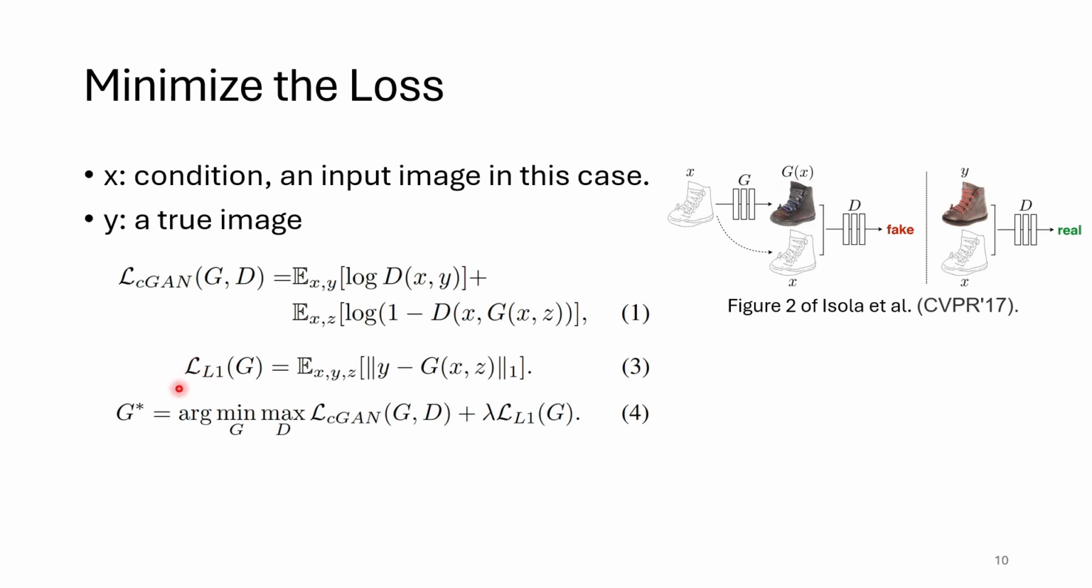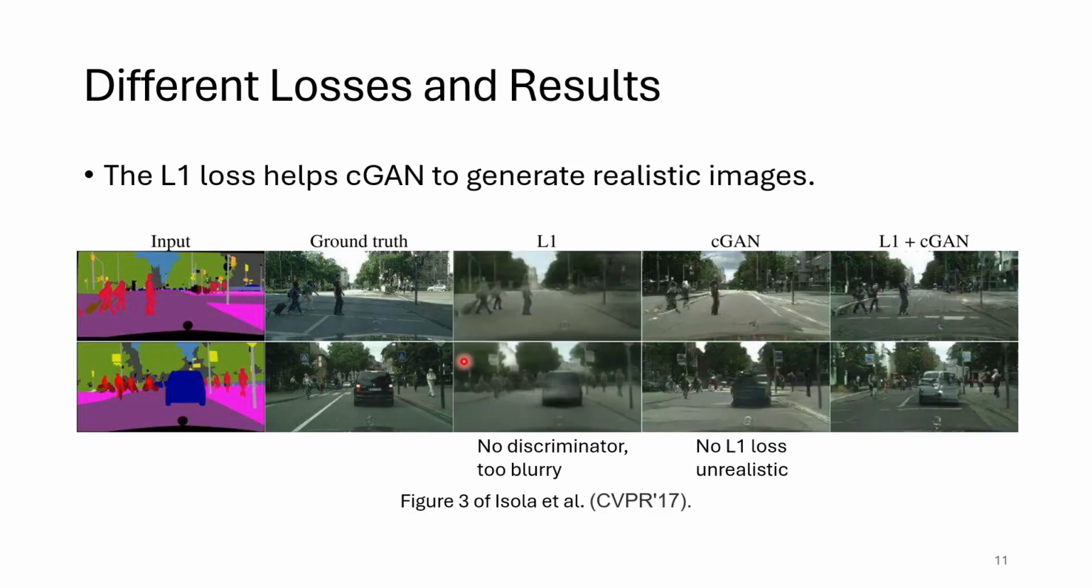Here, the novelty point is they add another loss, the L1 loss. It means the generated image should be similar to its training pair Y. Why do they need it? Because in their experiment they found, suppose this is a ground truth image and this is an input image, if they only use the adversarial loss, this is their result.